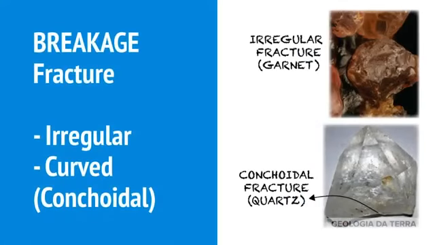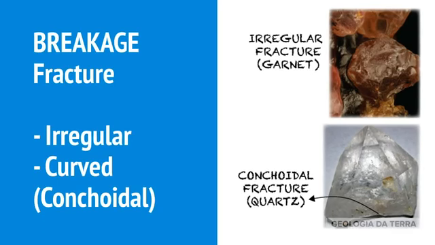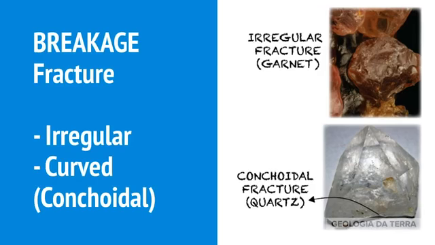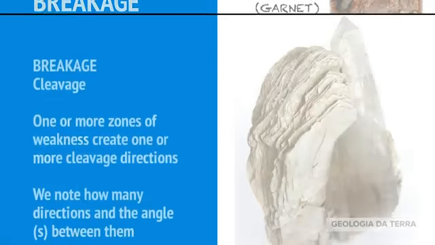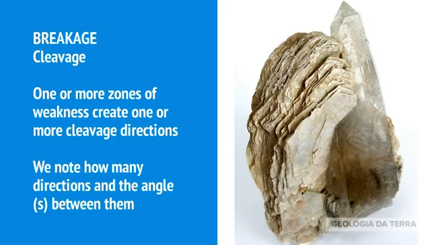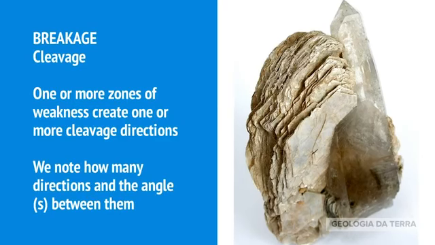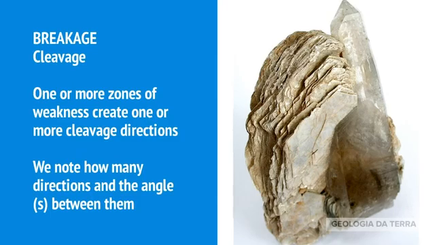Fracture may be either irregular or curved, which we refer to as conchoidal. Garnet is an example of a mineral that exhibits irregular fractures when it breaks. Quartz, on the other hand, shows a conchoidal fracture. Cleavage happens along one or more zones of weakness that exist in the crystal structure of minerals because some bonds holding atoms together are weaker in some directions than others.